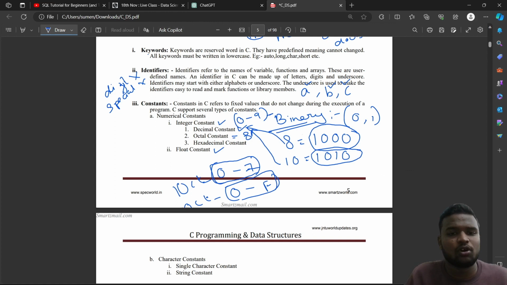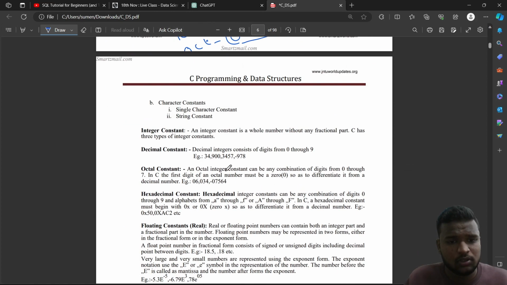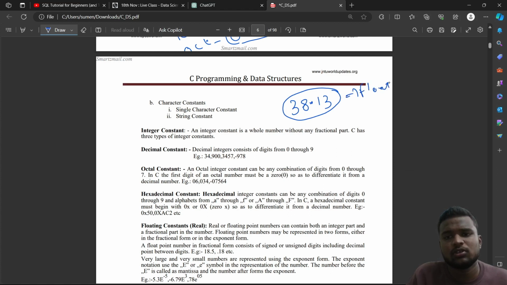And now moving to the concept called float constant. Float constant is nothing but the decimal values, like point values. For example, 38.13. These floating values are called float constants because they have fractional values as well. That's why it is called a float constant.